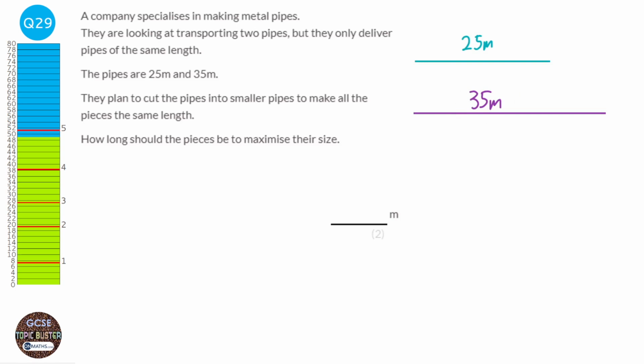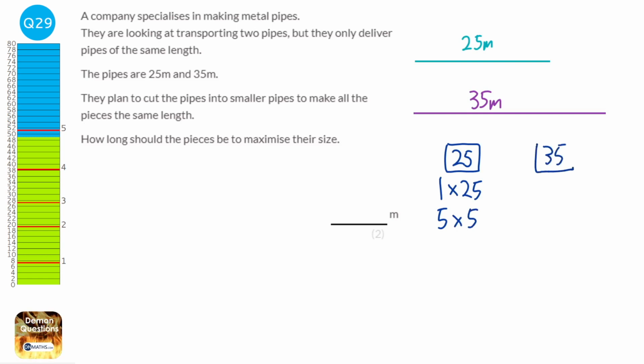To find the highest common factor, we find the factors of 25, which are 1 and 25, and 5 and 5. And the factors of 35 will be 1 and 35, and 5 and 7. The highest common factor is the highest number in both lists, so it's 5.